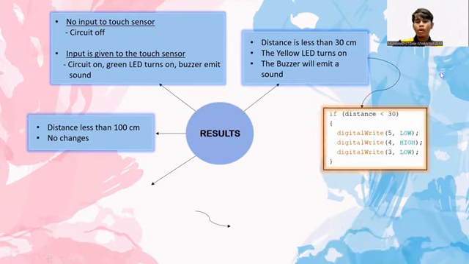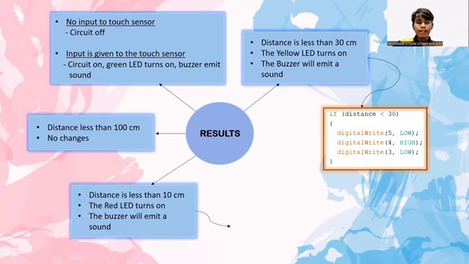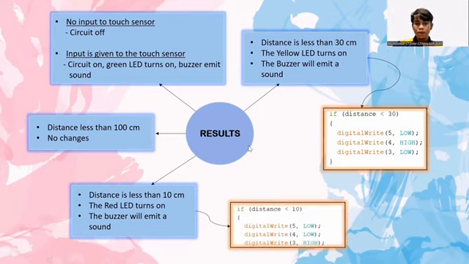So this is the code of our system: if the distance is less than 30, digital write pin number 4 will be high, which means the voltage at pin number 4 will turn high. And then when the distance is less than 10 cm, the red LED will turn on and the buzzer will emit the sound. So this is the code when the distance is less than 10 cm: digital write pin number 3, the voltage will be high.